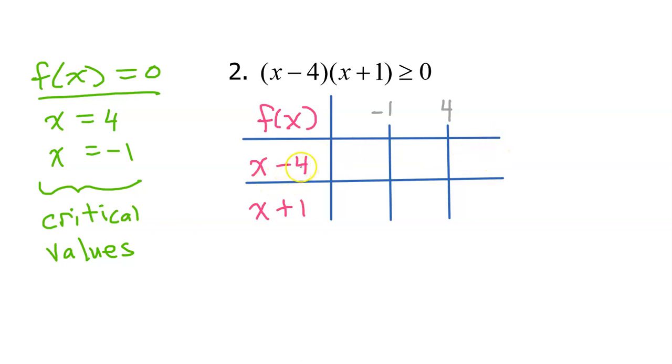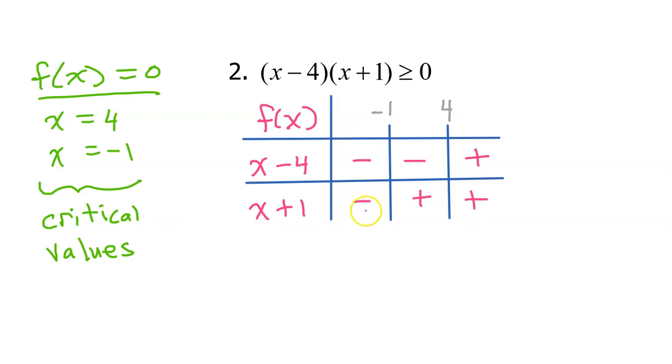X minus 4 equals 0 at x equals 4. This factor will be negative to the left and positive to the right. X plus 1 equals 0 when x is equal to negative 1. This factor will be negative to the left and positive to the right.